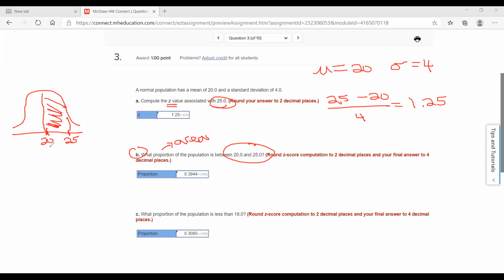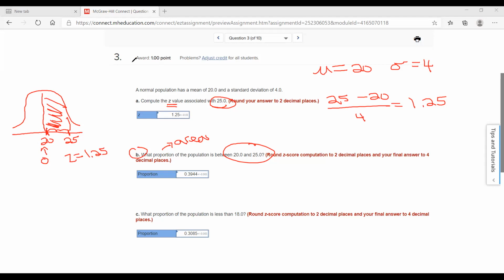First of all, you need to get the z-value. We know by default that's going to be a z-value of 0 because it's in the middle. And we just calculated the z-value for 25. We said it's 1.25. So we're trying to find the area between a z-value of 0 and 1.25. Well, to do that, we're going to go to our tables.